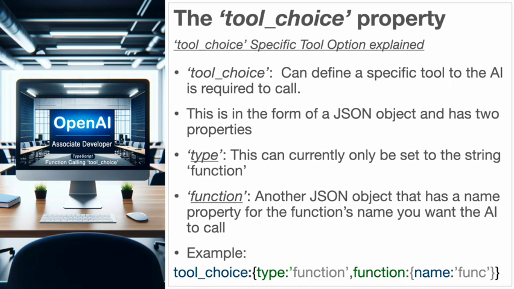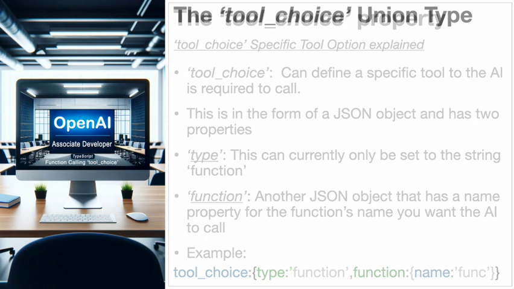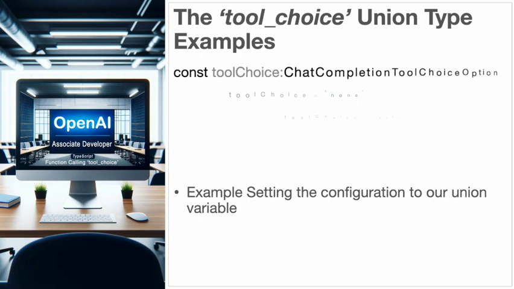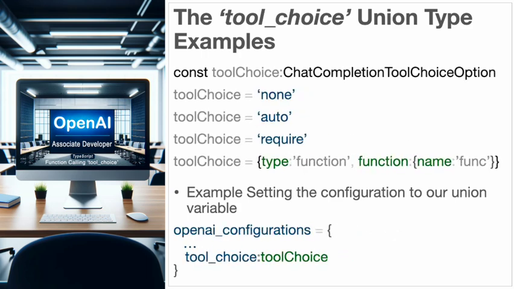And since we're using TypeScript, we'll create a union variable for our tool choice property. This can have the string values of none, auto, required, or the chat completion named tool choice object. As this union is common in OpenAI's API, the OpenAI package already includes a type for this union named ChatCompletionToolChoiceOption, and this is the type we'll set our tool choice variable's type to. Now we can set this variable to any of the 4 tool choice options we've discussed.